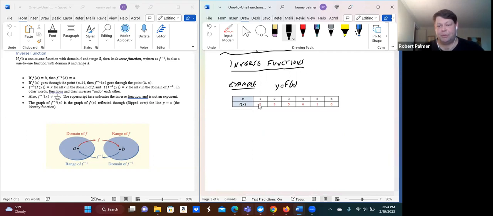If you can see from the table, for example, f of 1 is equal to 2. Okay. You plug in 1, you get 2. And what that means then, from these statements here, if f of a equals b, then f inverse of b equals a. What that means then, if I go backwards, f inverse of 2 will give me back 1.